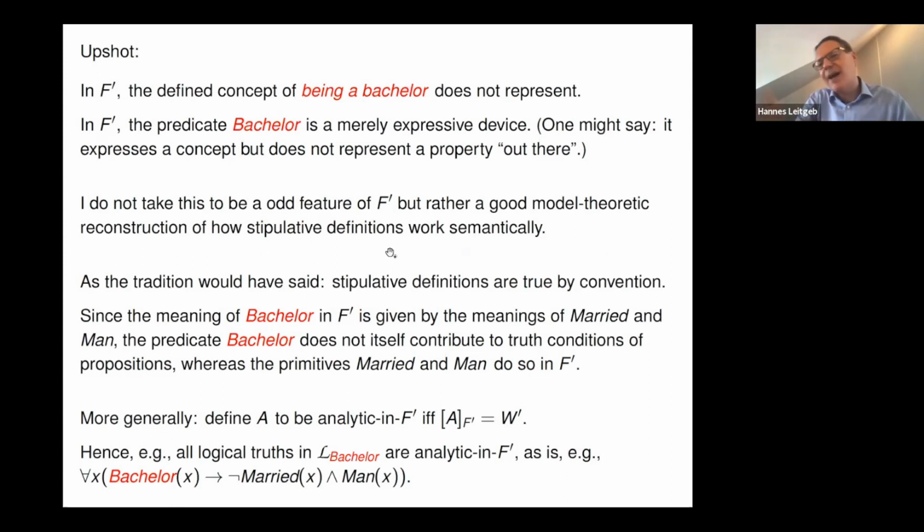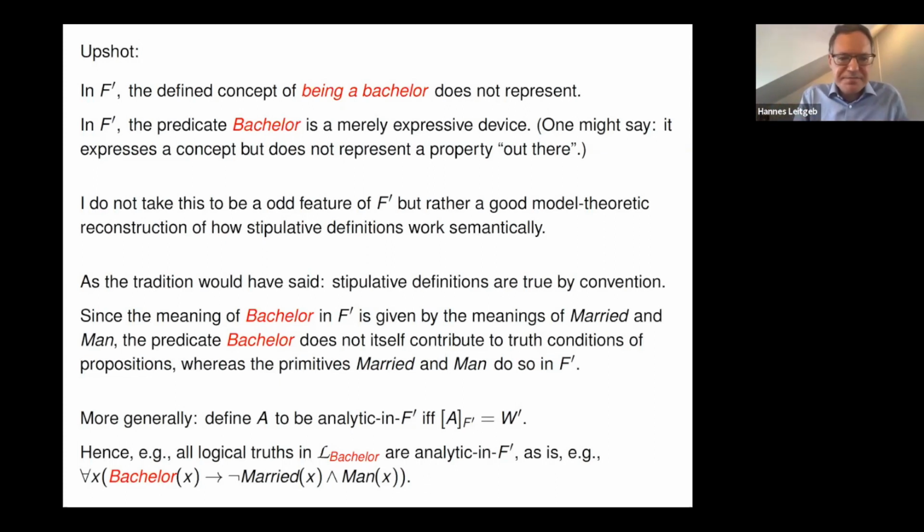And again, you might say, yeah, but that's just because of the second stupid framework, Hannes, okay? But I would say no. If you think of a language in which the predicate bachelor has been stipulatively defined from being unmarried and man in the way suggested, then in that framework, the defined term is indeed a merely expressive device, okay? Tradition would have said stipulative definitions are true by convention, okay? And that's what you get here. There's nothing fishy about that anymore, okay?